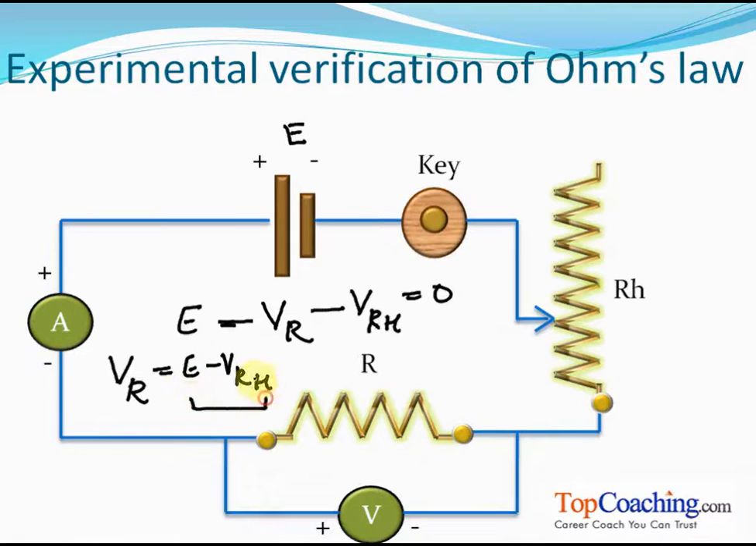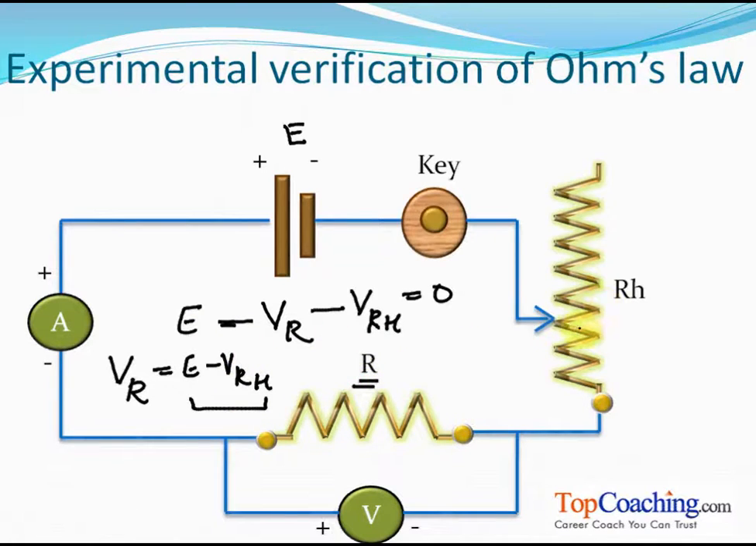What this means is that as we keep on varying the resistance of the rheostat, the potential difference across the resistance R keeps changing, isn't it? That is obvious because the potential difference across the resistance R is E minus VRH. So when we change the resistance in the rheostat, VRH changes, and that changes the net potential difference across the resistance capital R.